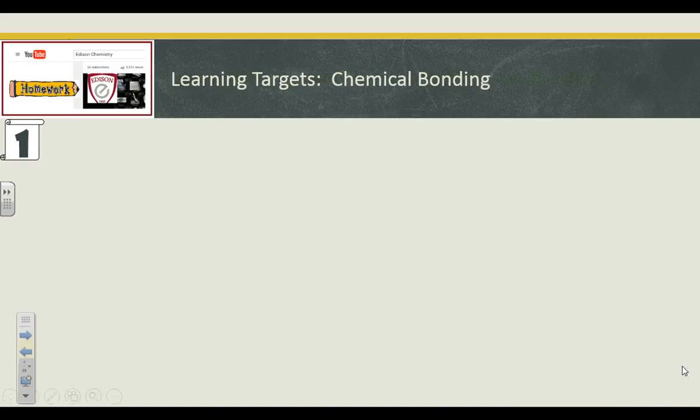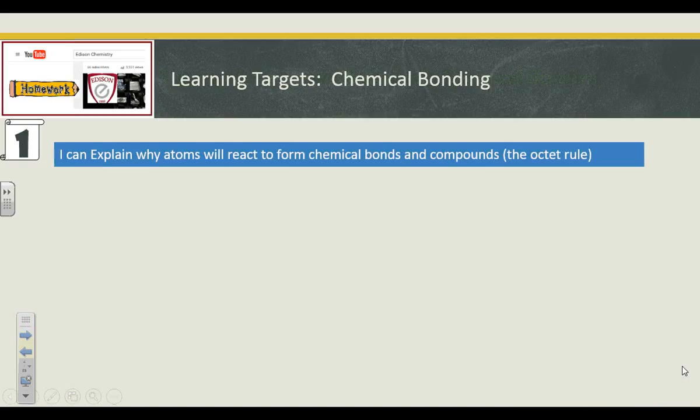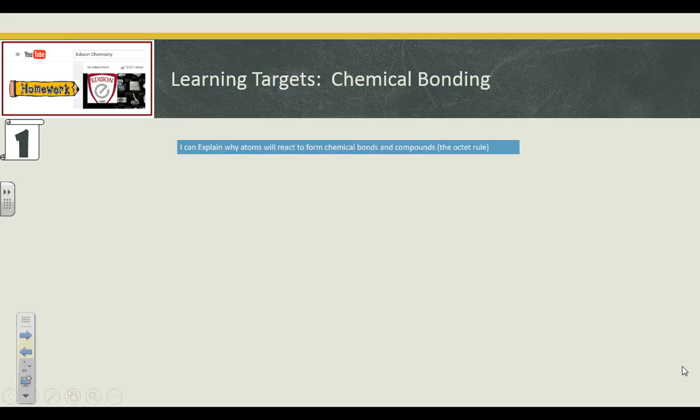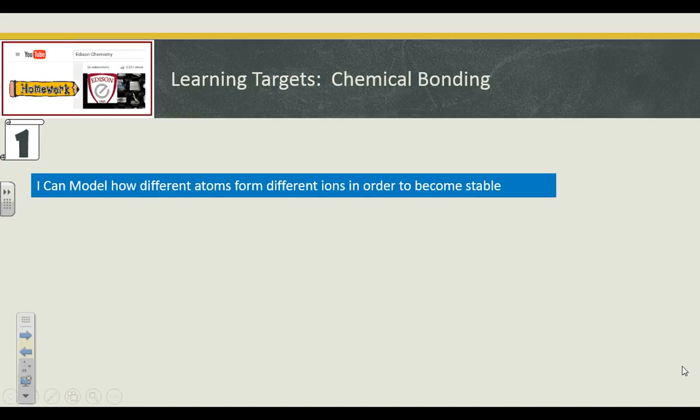Let's hit up our I Cans, our learning targets, and I really want you to paraphrase these, maybe pause it in between because these tend to be a little bit longer. Why atoms react to form chemical bonds and compounds. You want to be able to explain that. I can. I want you to also be able to say, I can model how different atoms form different ions in order to become stable using Lewis dot diagrams, etc. We're going to do that.